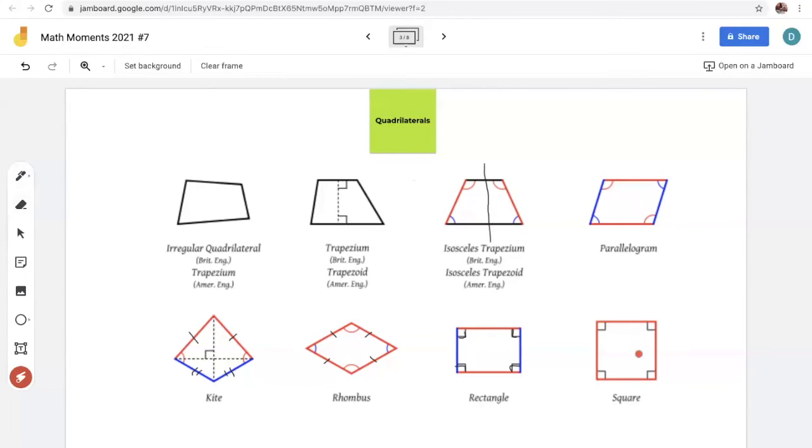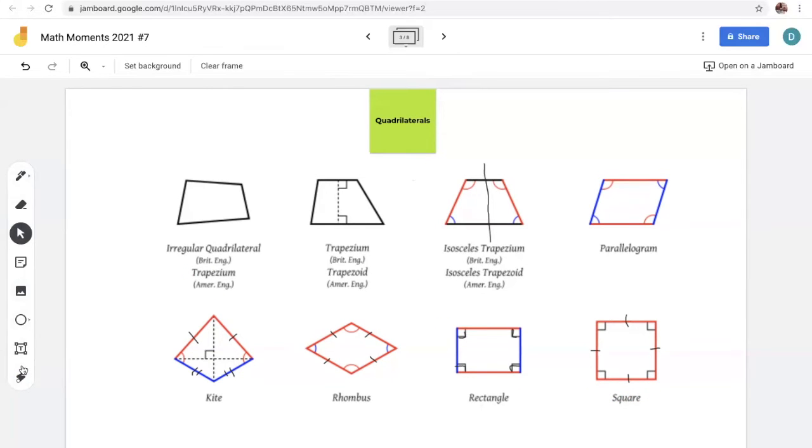And now a square, finally, which most of us are probably familiar with, has four sides that are exactly the same, four angles that are exactly the same, and those angles are 90 degrees. The square is essentially a combination of everything. And so that makes it really special. And we like squares in math. So those are the quadrilaterals.